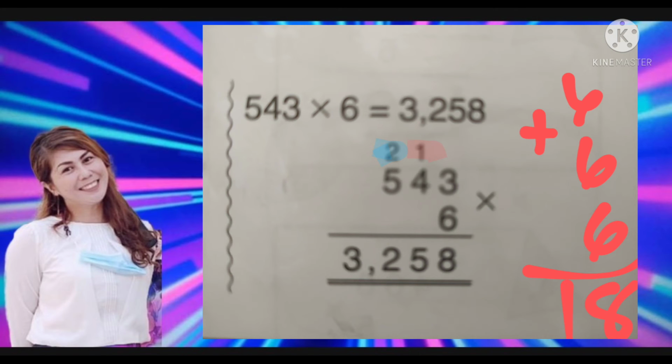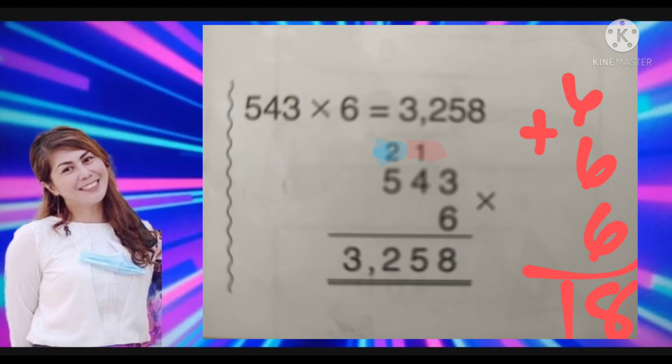Now 4 multiplied by 6, how much? It's 24. You can do 6 plus 6 plus 6 plus 6. 6 plus 6 is 12, plus 6 is 18, plus 6 is 24. But there is 1 here because we carried it from the 18. So 24 plus 1 is 25. You bring down the 5 and carry the 2 to the hundreds place value.